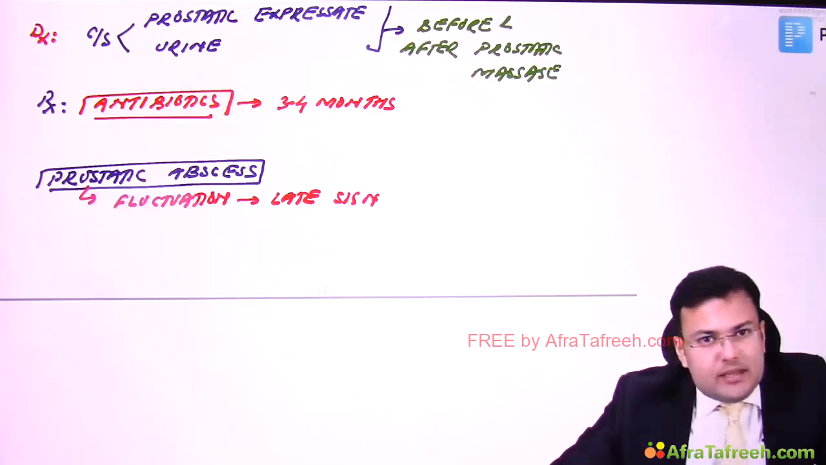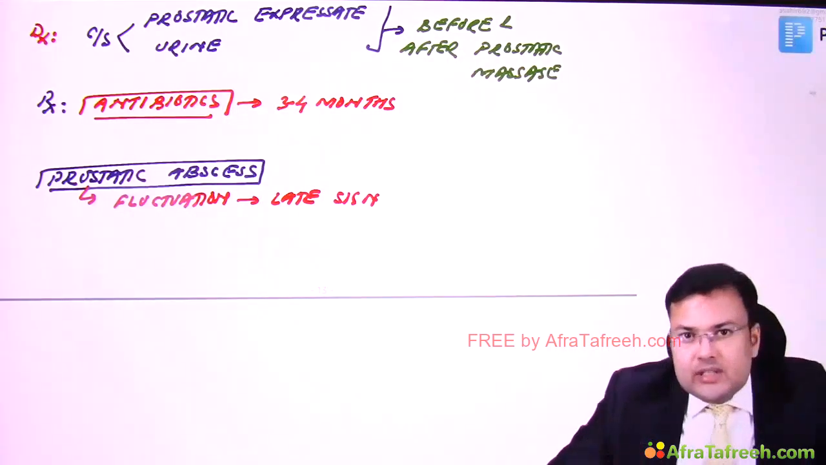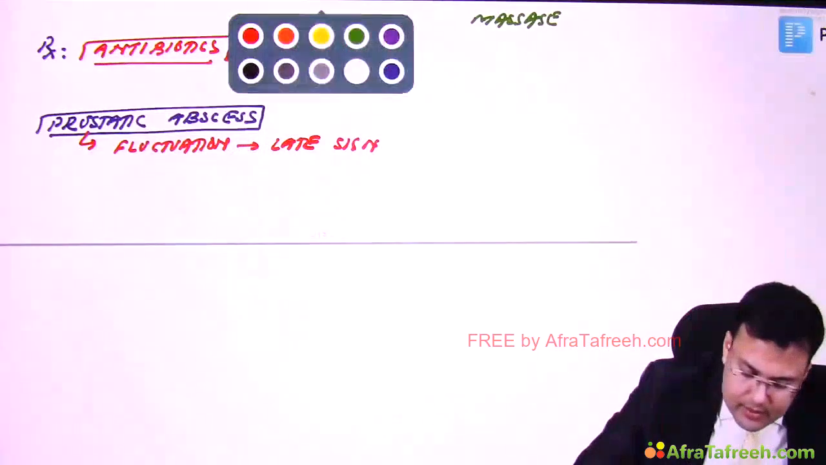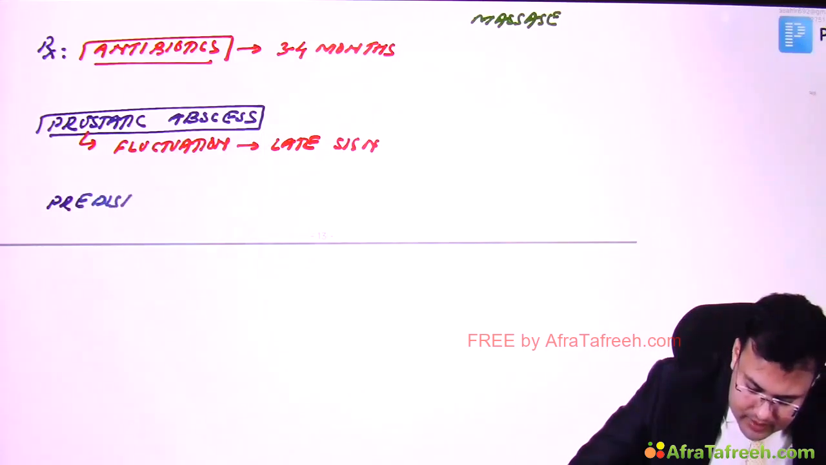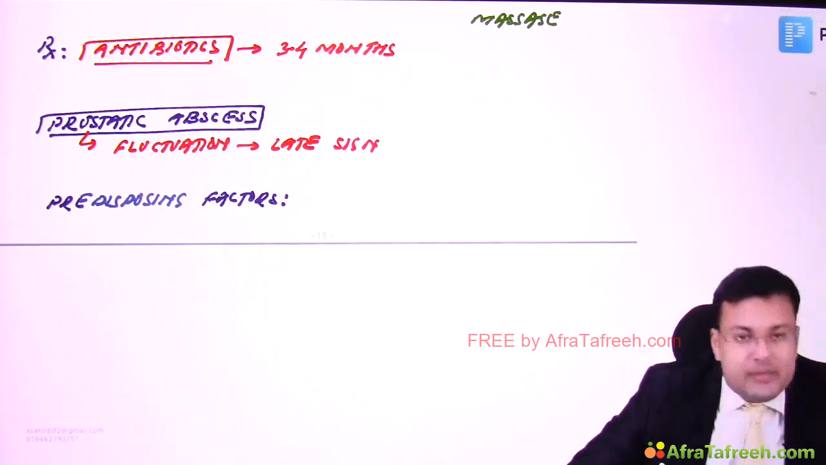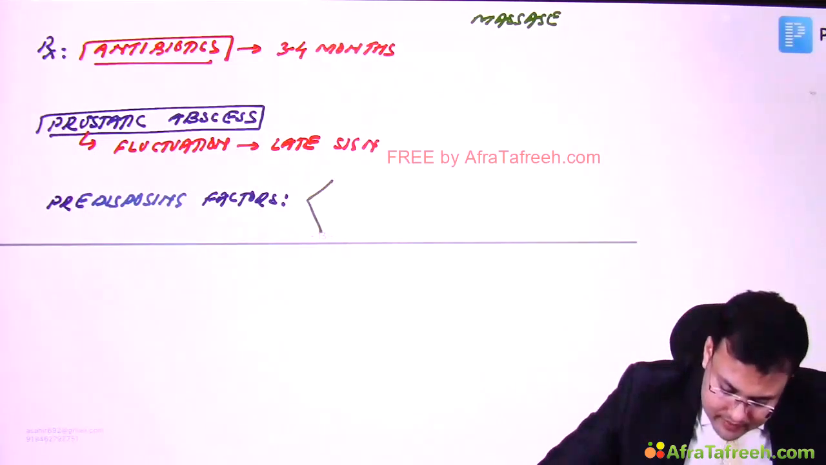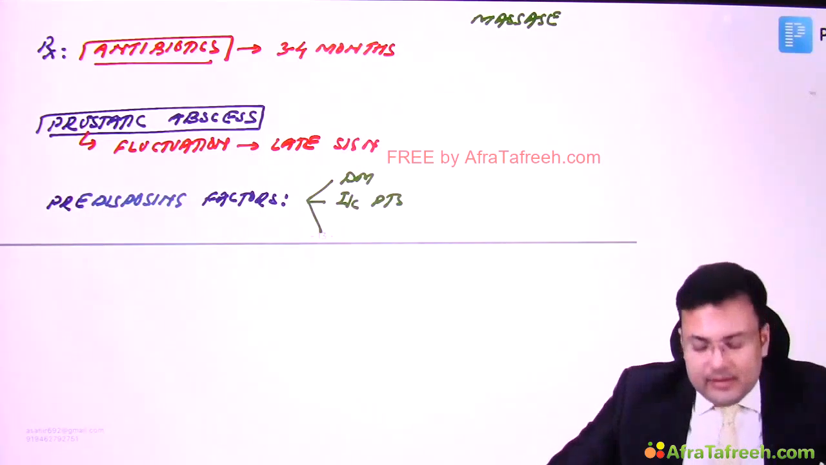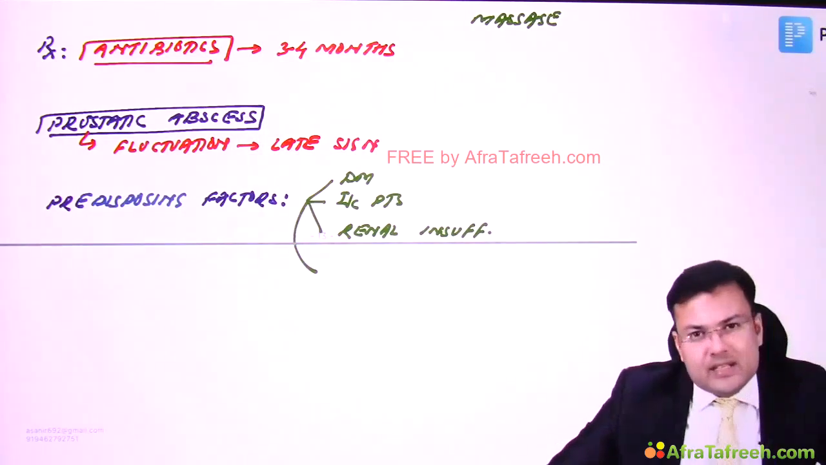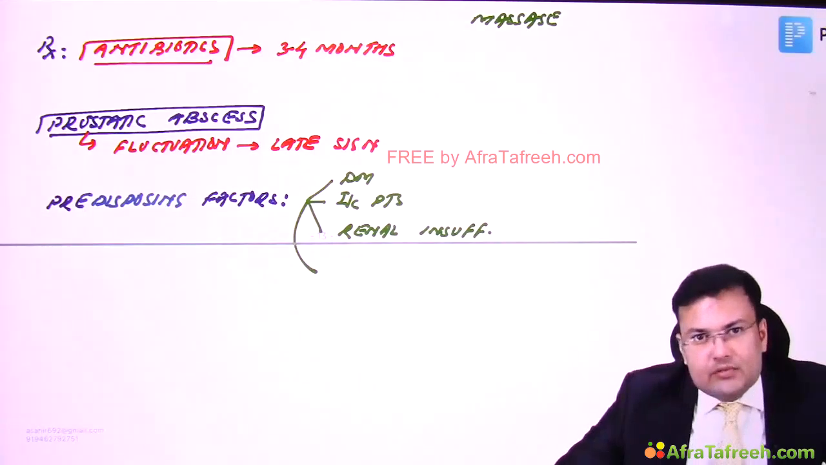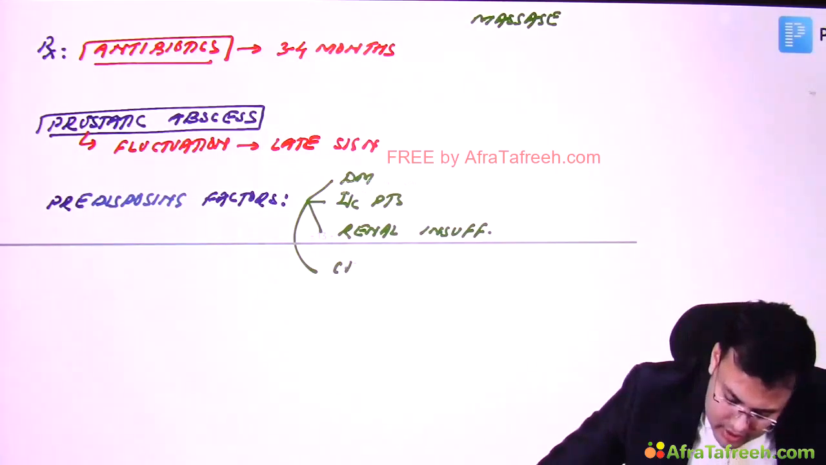Generally, in which cases do we see prostatic abscess? If the patient's immunity status is compromised. So what are the predisposing factors for prostatic abscess? Very important: diabetes mellitus, immunocompromised patients, renal insufficiency, and if the patient has a catheter in situ for a long duration, so chronic catheterization.